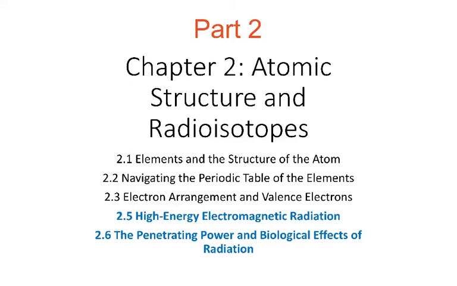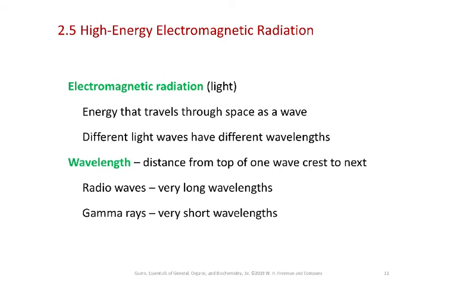Folks, welcome back for part 2, and we're going to jump right into section 2.5 and high energy electromagnetic radiation. Some definitions off the bat. Electromagnetic radiation is light, so it's just a fancy scientific word for light, and it can be described as energy that travels through space as a wave. So it's just energy traveling through space.